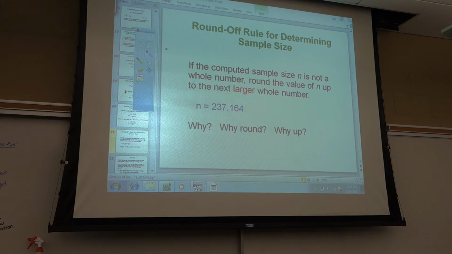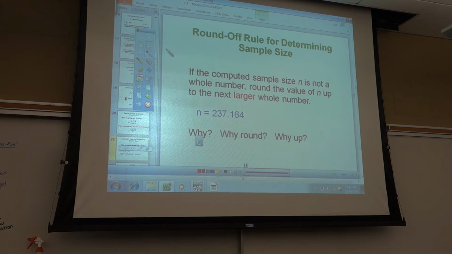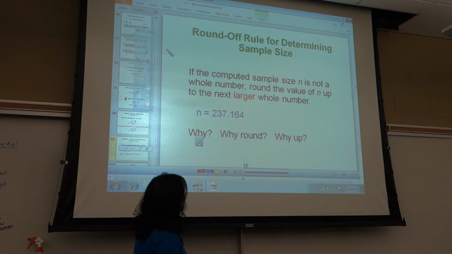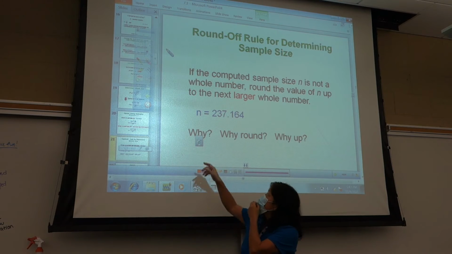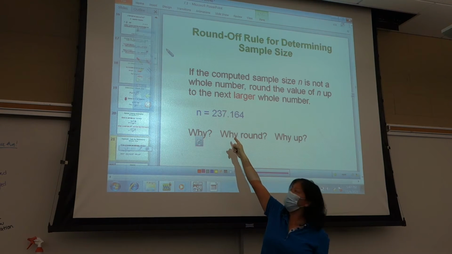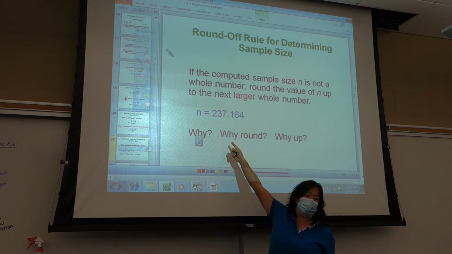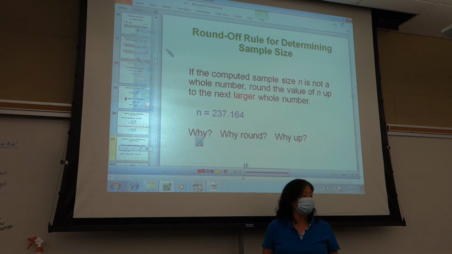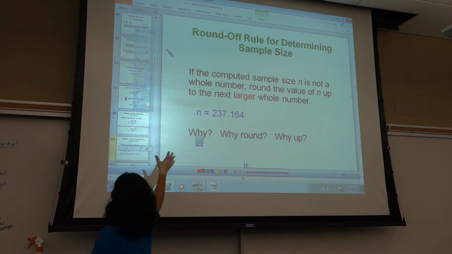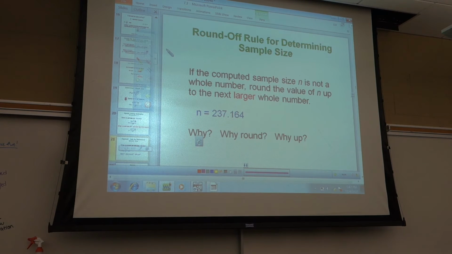And the last thing to talk about is, remember, we have to round. Why? You can't sample a portion of a person. You can't sample 0.16 of a person. So we have to round. Why does it have to be up? Because this is the minimum. You need at least this much. 237 is not enough. You need at least 237.16, so you need at least 238. So think like if you're going to the store to buy stuff, if it's $237.16, you can't give them $237. It has to be $238 you give them.